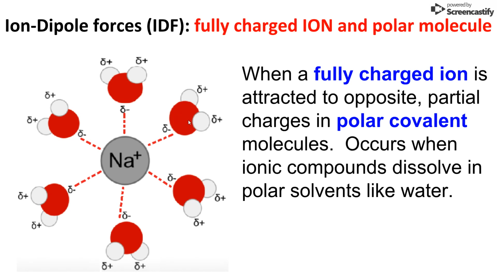Only polar molecules have permanent dipoles. And so this is strong because it involves a fully charged ion with partial charges in the polar molecule. Whereas hydrogen bonding and dipole-dipole are really just partial charges that are attracted to other partial charges. And sometimes the partial charges are even stronger partial charges attracting other ones. Ion-dipole forces occur when ionic compounds are dissolved in some kind of polar solvent, like water.